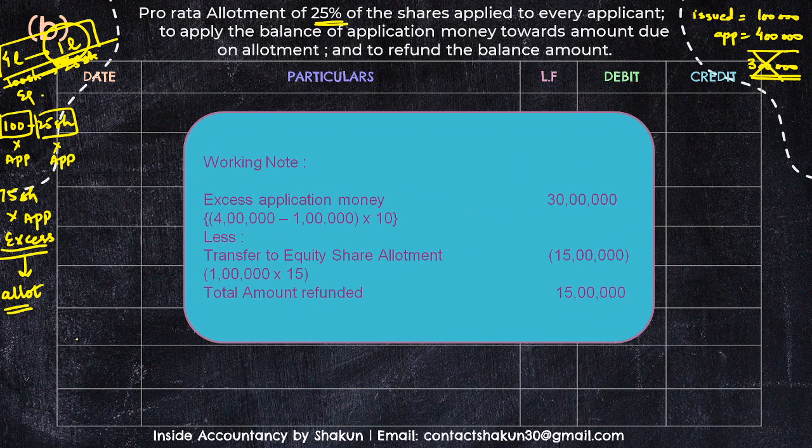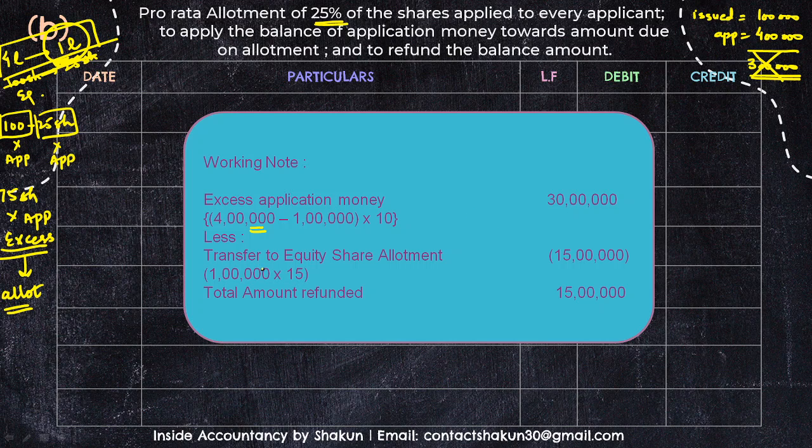Let's understand with the help of the working note that I've made. Excess application money is 30 lakh. How do we know that? Because number of shares applied were 4 lakh. Number of shares issued were 1 lakh. At the rate of application is 30 lakh, right?